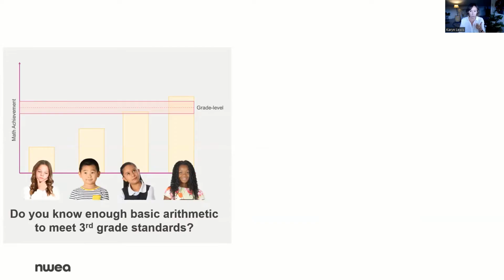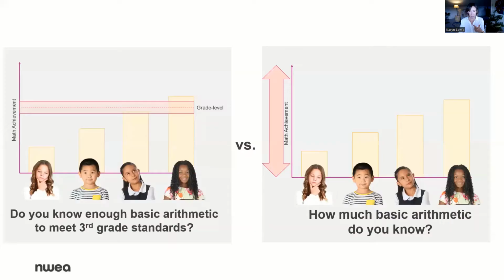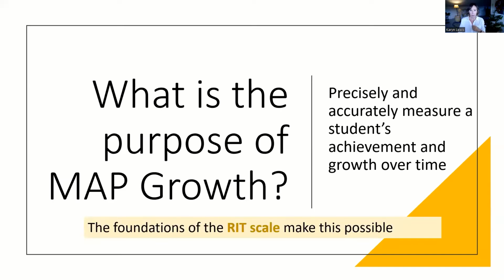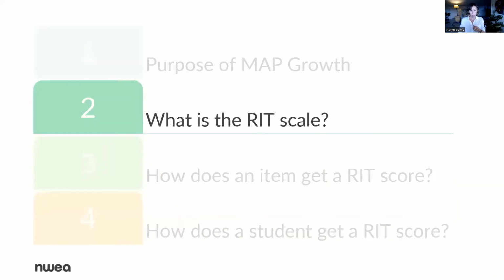Tracking back to our discussion of how different purposes for measuring height led to different types of data and different levels of precision, when we hone in on a grade level standard, we're essentially asking that dichotomous yes-no question. We get a dichotomous yes-no measurement of whether students know enough basic arithmetic to meet that grade level standard. In contrast, with the MAP growth test, we want to ask how much basic arithmetic do you know, which means we need to measure achievement with a much higher level of precision so that we can meet kids where they're at. Being able to do this, meet students at their achievement level, regardless of grade level, it's all made possible by the RIT scale. So let's talk about that next.